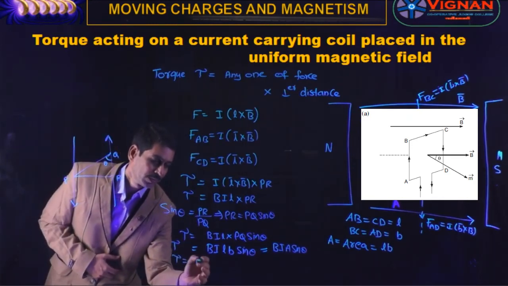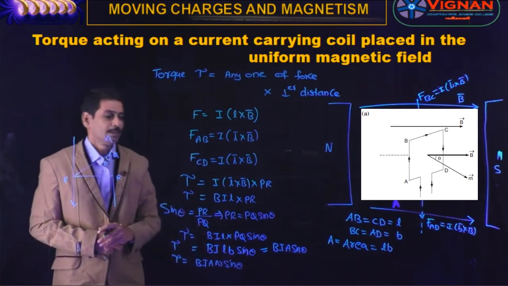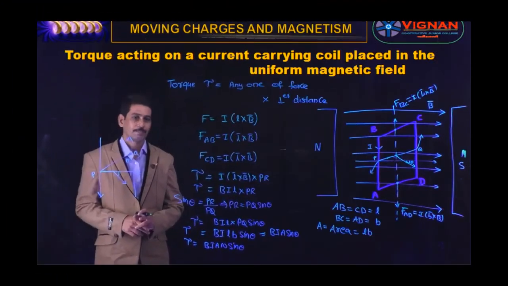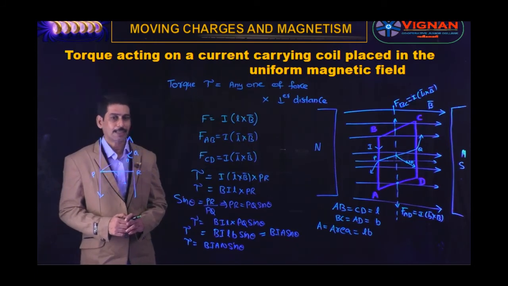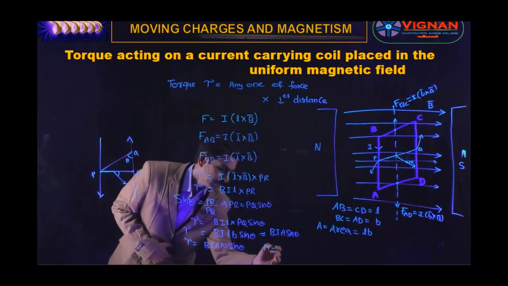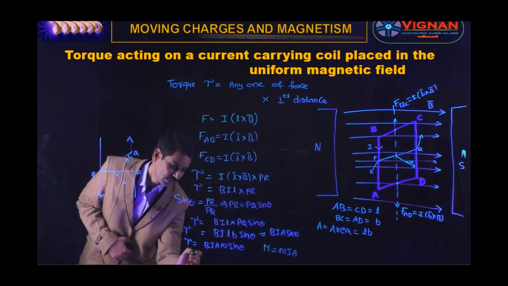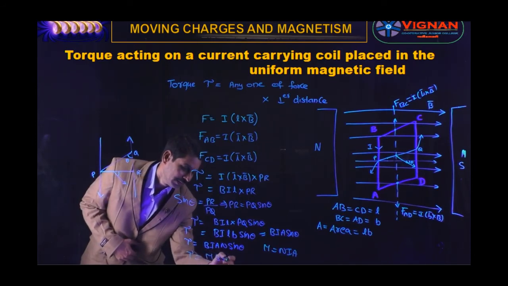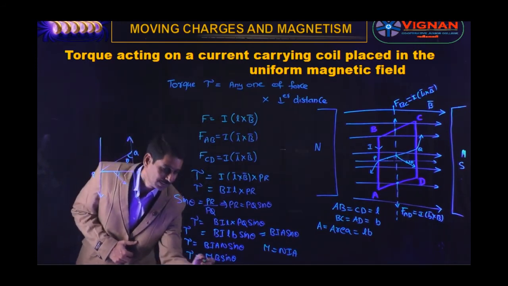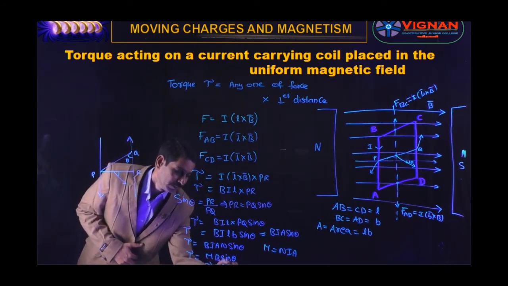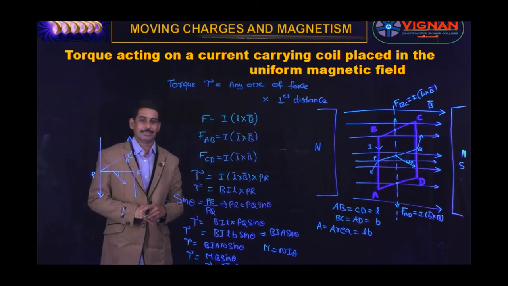If there are n number of turns, then this equation becomes tau is equal to BIAn sin theta. And here we know that the magnetic moment M is nothing but NIA. So instead of NIA we can write M. So torque is equal to MB sin theta, where M is the magnetic moment of the coil. So in vector notation this can be written as torque is equal to m bar cross B bar. So this is the formula for torque in the case of vector notation.